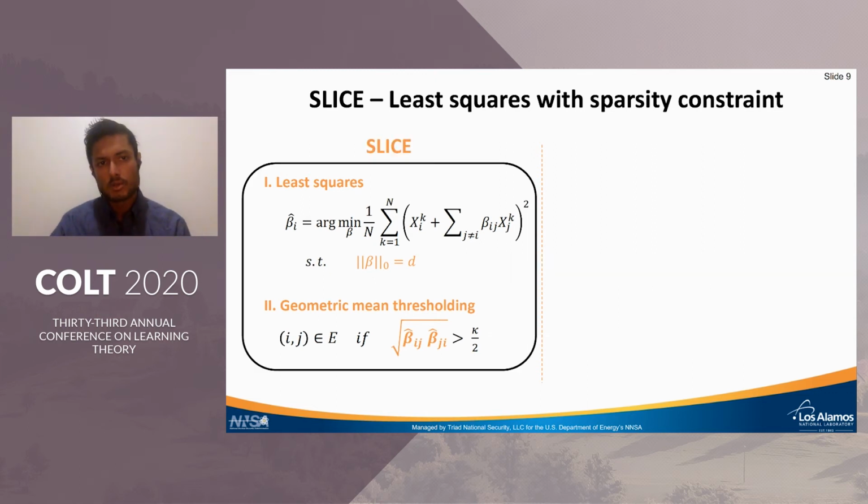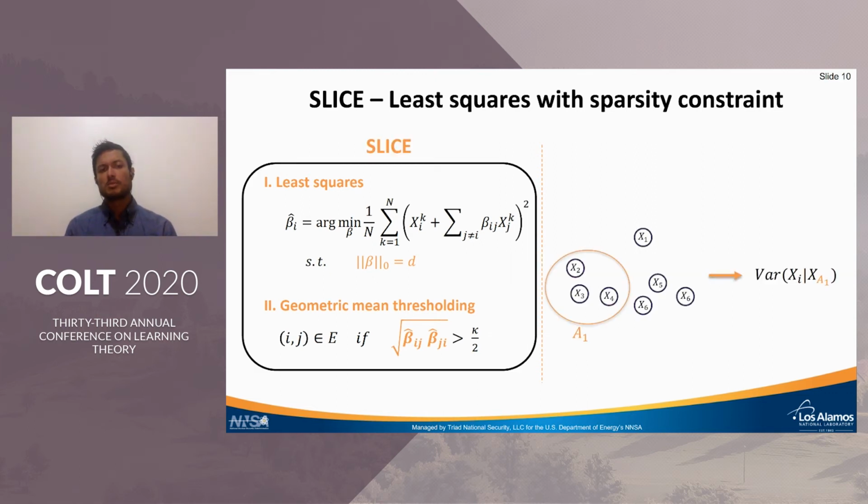Why does this whole method work? Let's look at a bit more detail into the steps. The first step is an L0 constraint, so it's looking at all possible candidate neighborhoods for a certain vertex i. For example, if you look at a candidate neighborhood A1, it turns out that the minimum value in the objective is actually the conditional variance of X_i given X_A1. Of course, it's based on samples, so it's the corresponding empirical conditional variance.